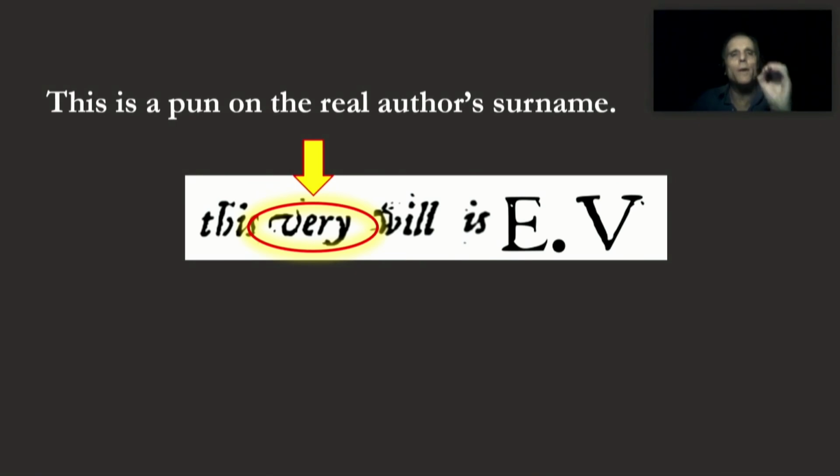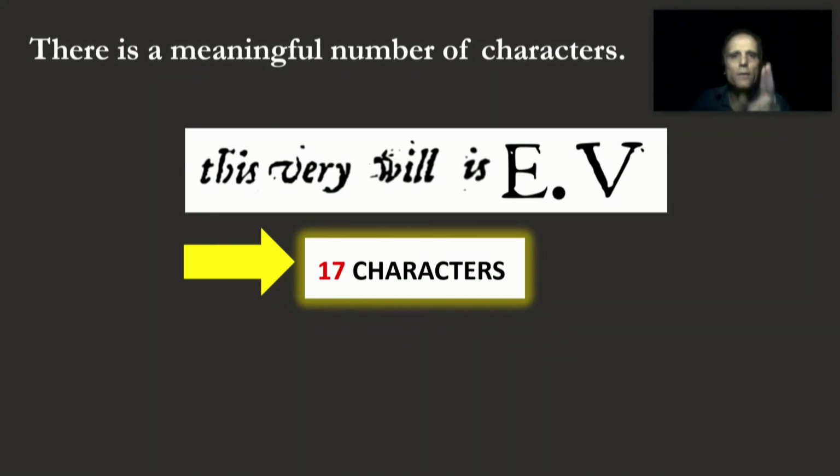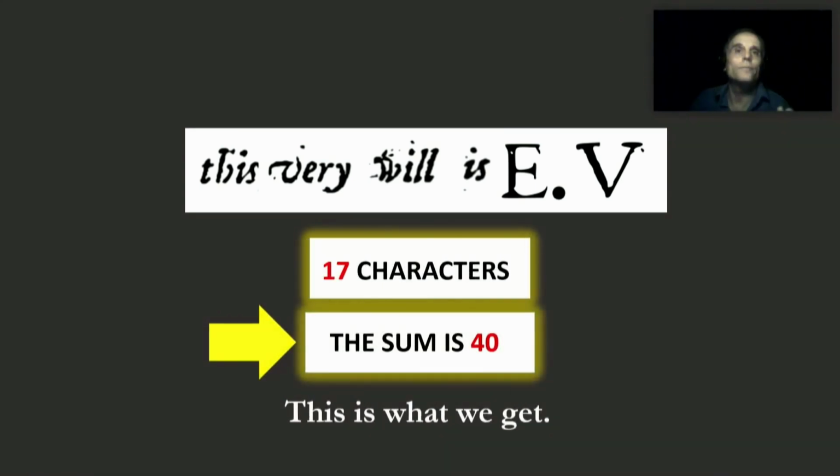The word very is also a pun on the real author's surname, as we now know. This adds another link in our chain of evidence. There is a meaningful number of characters, 17, for another strong link. We then add the gematria sum of the uppercase letters to the remaining number of characters to see what we get. This is what we get. The sum is 40.